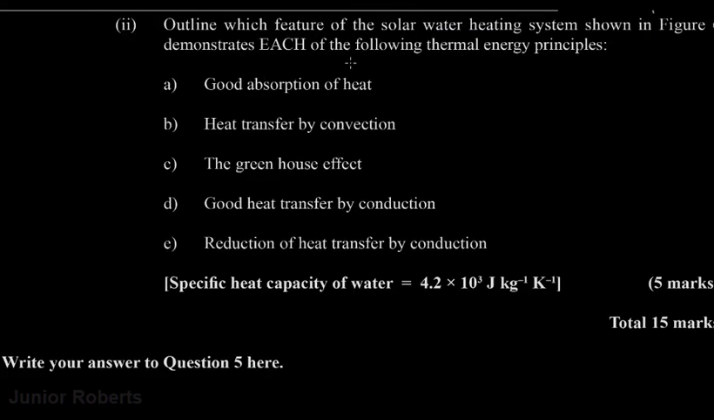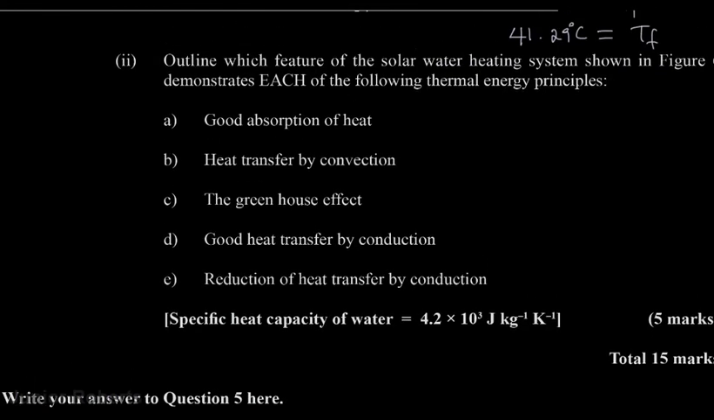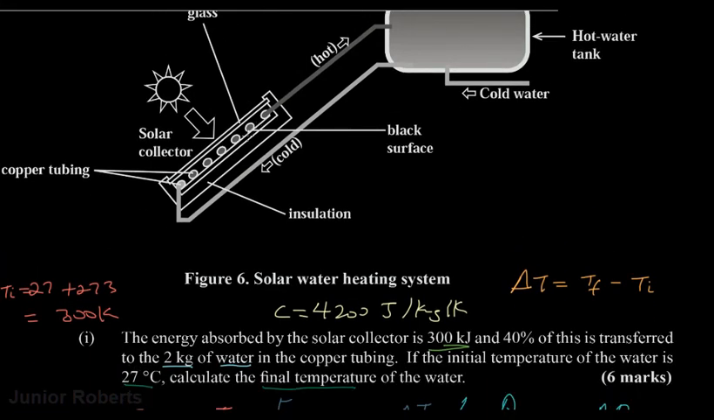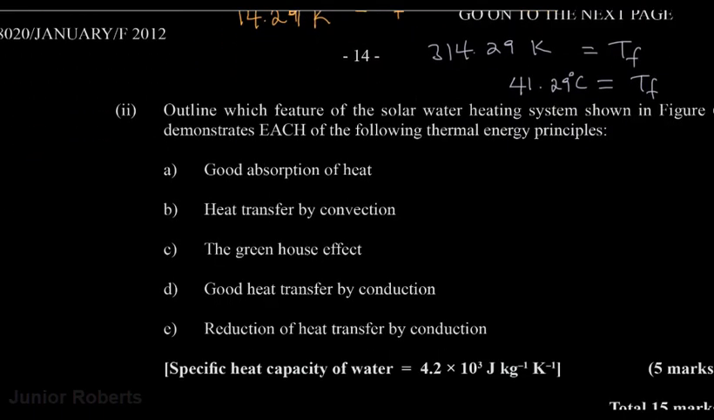So here it says we are to outline which feature of the solar water heater system shown in figure 6 demonstrates each of the following thermal principles. So for good heat absorption, we can look back at our diagram, right, and we see that we have a black surface here, right? Now we know that dark, dull surfaces are good absorbers of thermal energy. So therefore this black surface is responsible for being a good thermal absorber. So we can say good absorption of heat. We're going to say black surface.